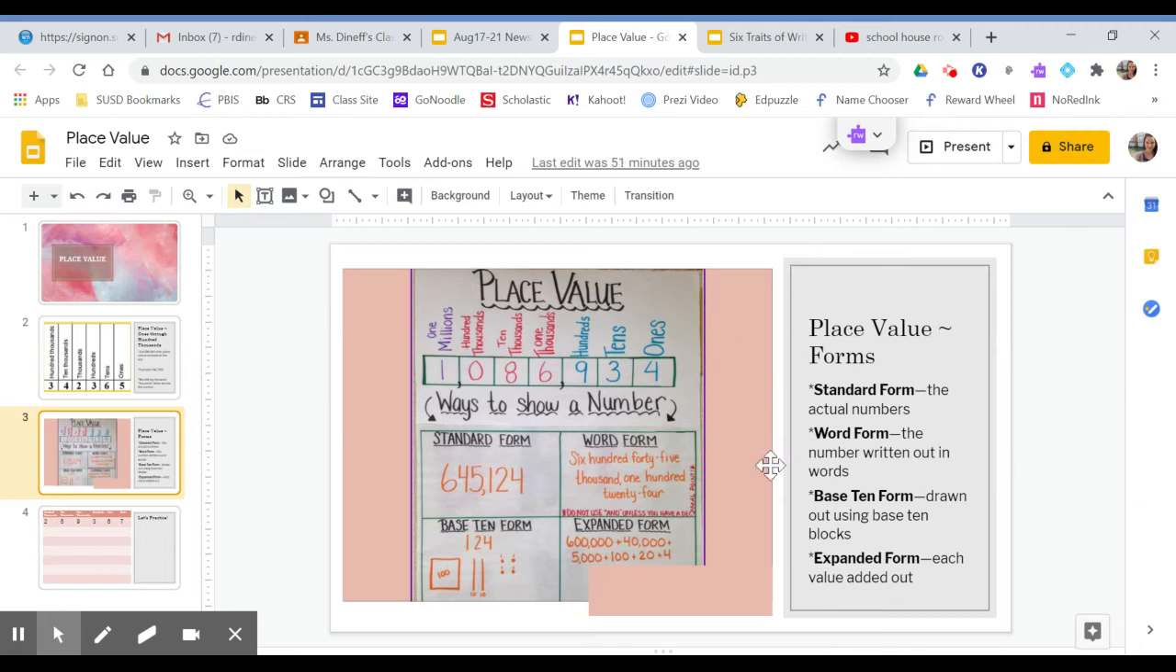So for example, if we are looking at a number for expanded form, like it's showing in the bottom right-hand corner, we would look at 600,000 plus 40,000 plus 5,000 plus 100 plus 20 plus 4, which would give us 645,124. So again, same forms as last year, just dealing with more place values. And that's really going to be the theme of the entire year, is building off of what you did last year in order to get to the next step for the current grade level.